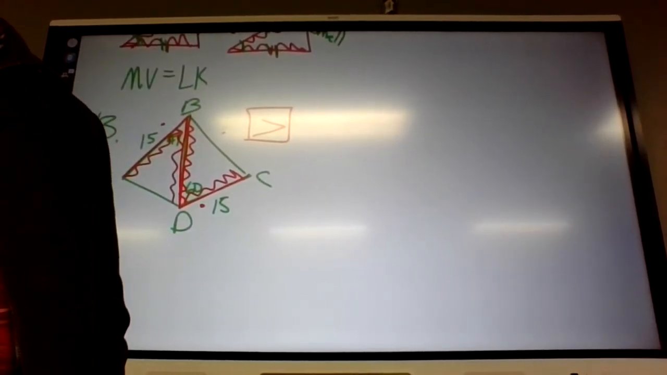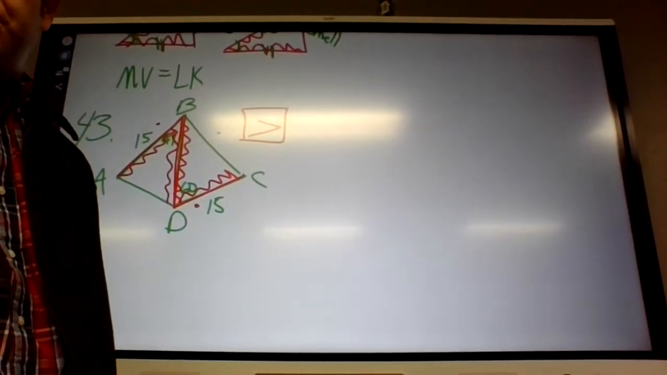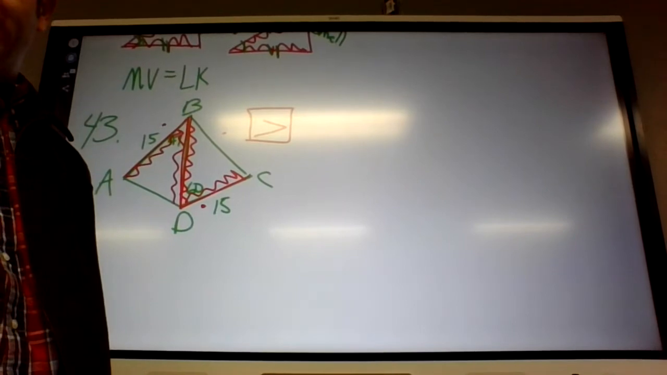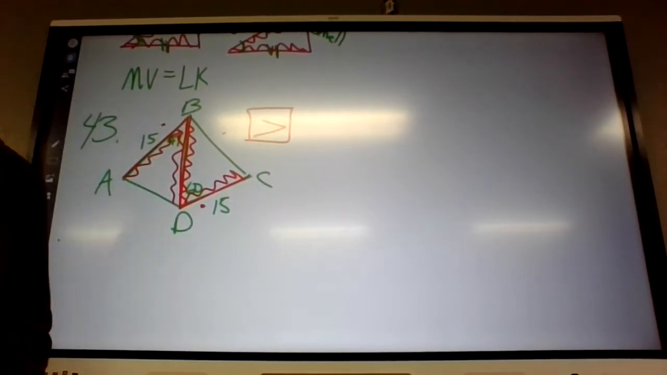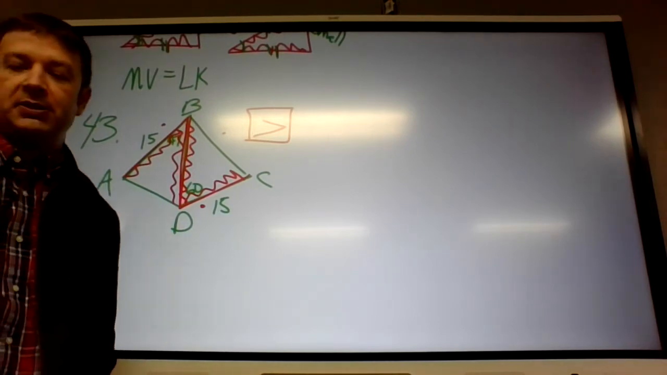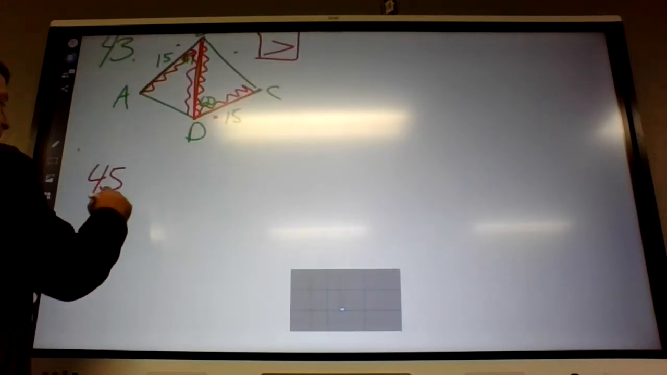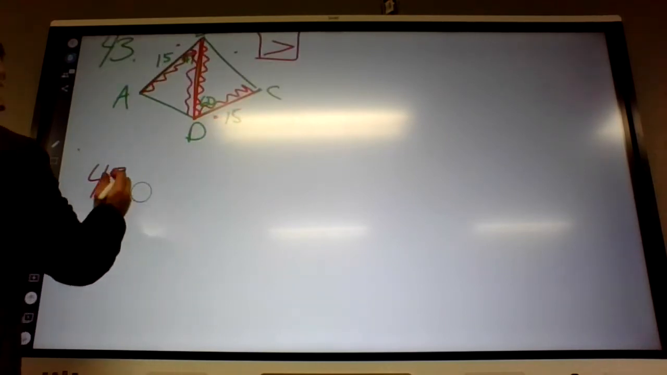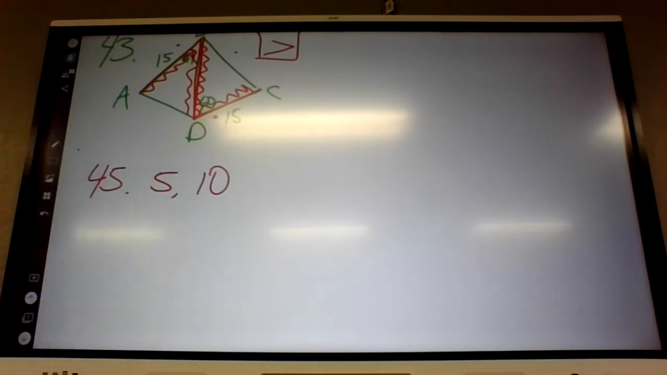I don't want to listen to you while I'm teaching math. Okay. Yeah, okay, here we go. 45. You guys remember these? Maybe not. It says, find the range of possible lengths for the third side of a triangle with the two sides of the given length. So they're telling us two sides of the triangle are 5 and 10. So what could be the third side of the triangle?